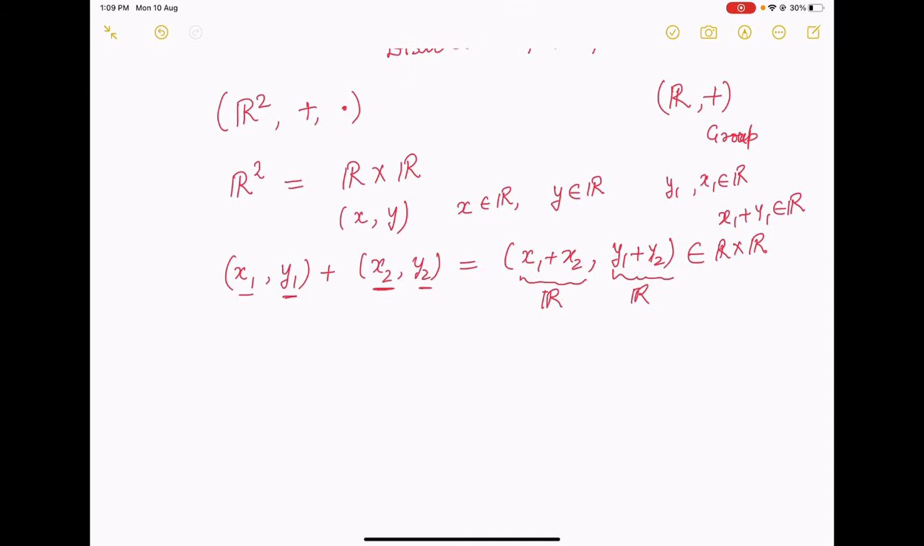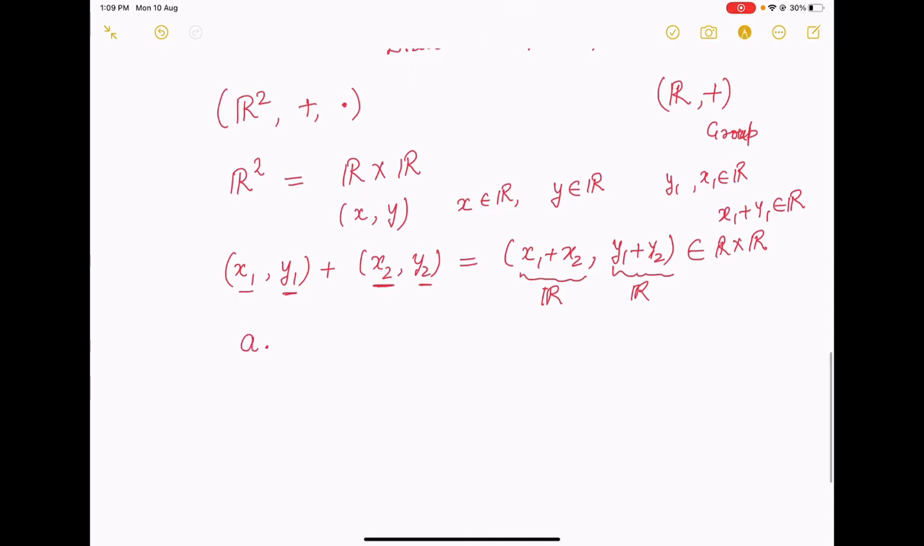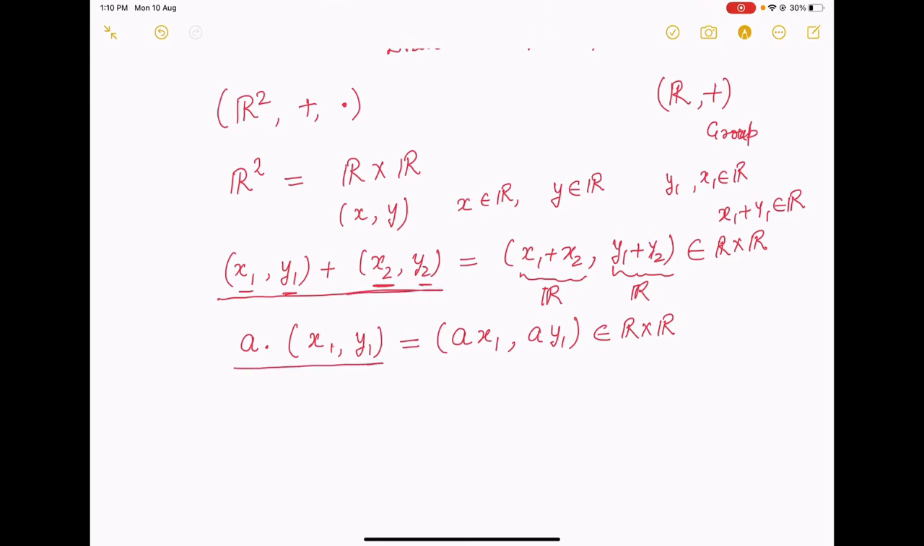Scalar product: A operated on x1 comma y1 gives you the component wise multiplication, that is A is operated on the first component and A is operated on the second component, which gives you the ordered pair A x1 and A y1. This belongs to R cross R. So the two operations, vector addition and scalar multiplication, are defined here.